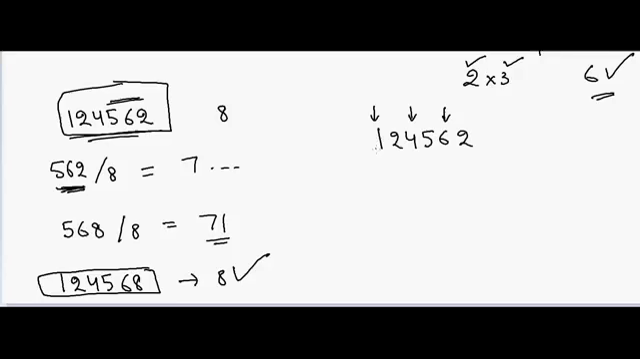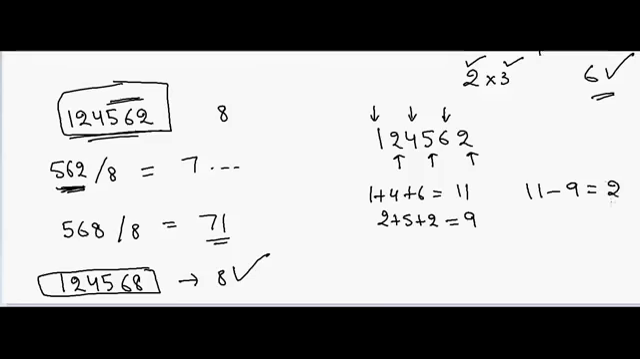So I'll take this and this, and then I'll take this number and this number, and I add them together. So I'll say 1 plus 4 plus 6, that's 11, and then 2 plus 5 plus 2, that's 9. So if I subtract 9 from 11, that gives me 2, and 2 is not divisible by 11, so this number should not be divisible by 11.